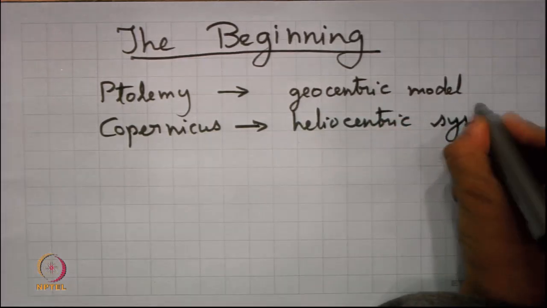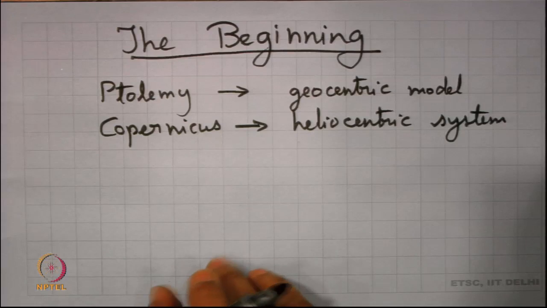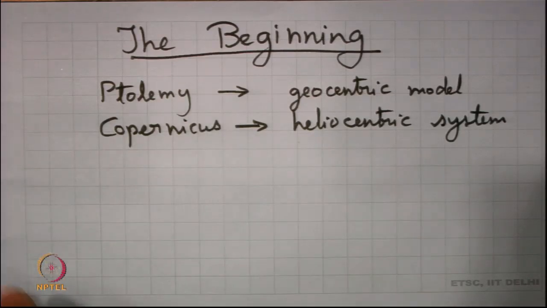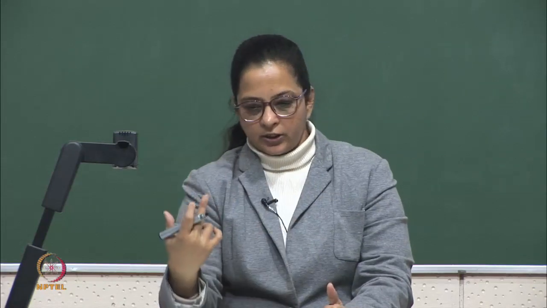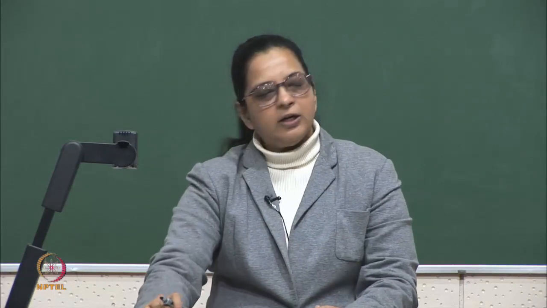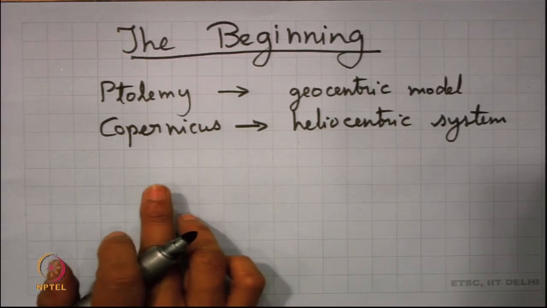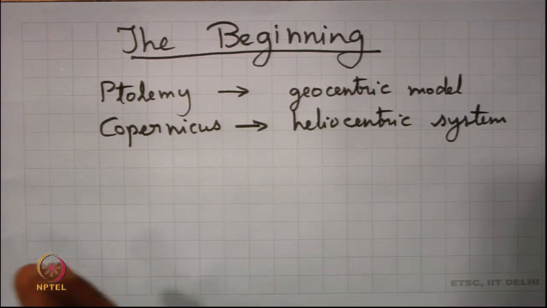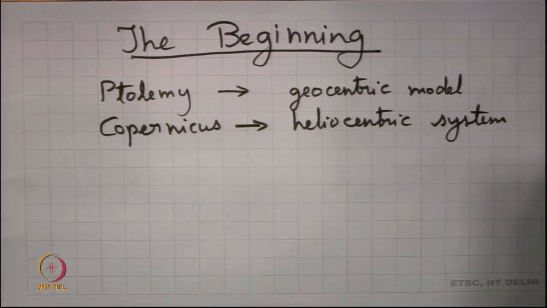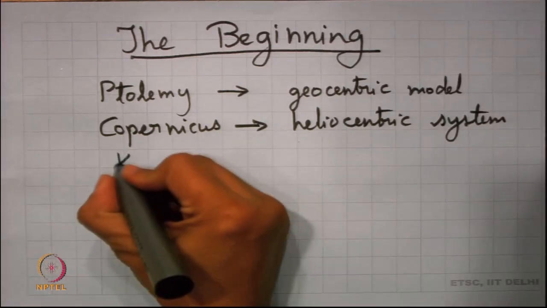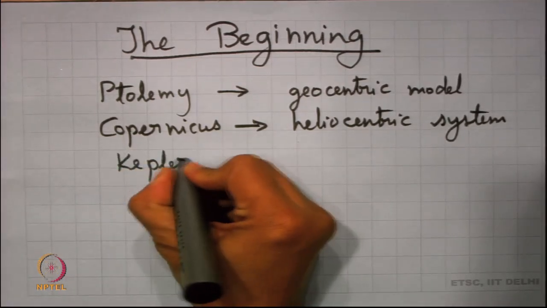He described the heliocentric system, in which the sun is at the center of the solar system and all the other planets are moving around it. Now, between Ptolemy and Copernicus, in India we did have Aryabhat giving his model of the solar system. So, Aryabhat and Madhvacharya had described some kind of a system. After that we had Kepler, who gave the 3 laws of motion.